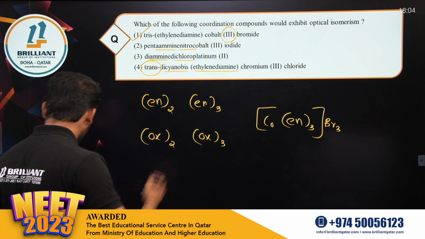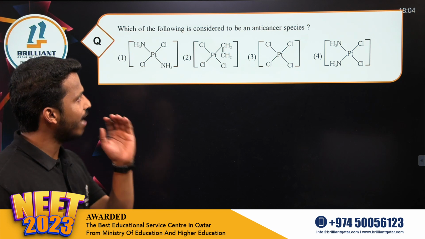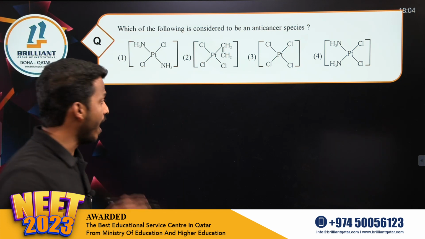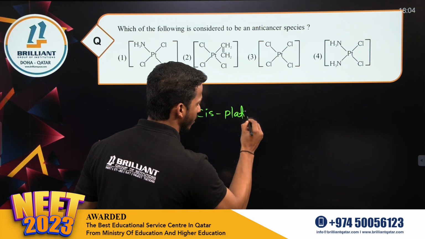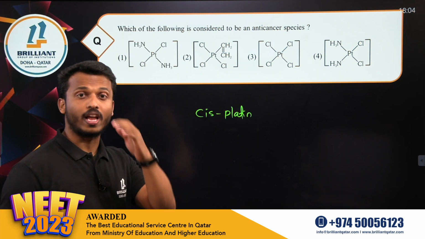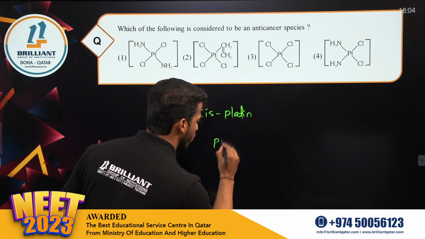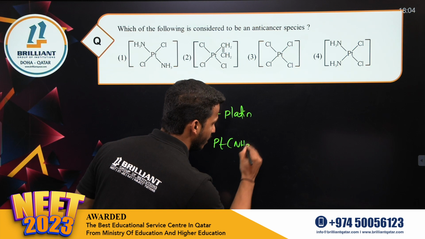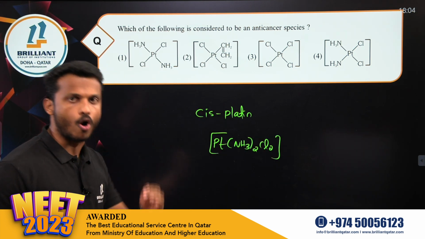Let's go to question number 3. Which of the following is considered to be an anti-cancer species? An anti-cancer drug is there. What is it called? Cisplatin, right? It's used as an anti-cancer drug. Cisplatin is what? Pt(NH3)2Cl2, and it should be in the cis form.